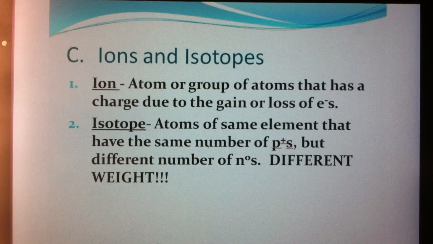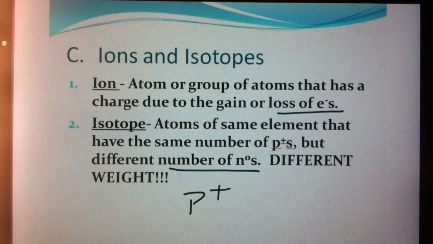So, ions and isotopes. An ion is an atom or group of atoms that has a charge due to the gain or loss of electrons. And an isotope is atoms of the same element that have the same number of protons but different numbers of neutrons. That means it has a different weight. So notice you can have an ion, which means you have a different number of electrons, and then you can have an isotope, which means you have a different number of neutrons. What is the only thing that stays the same in the atom? The protons are always the same.